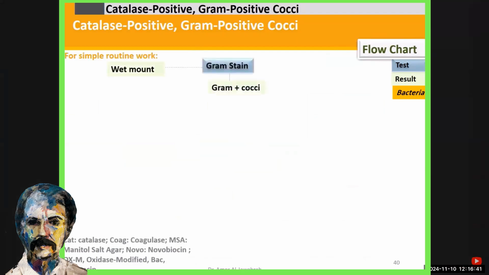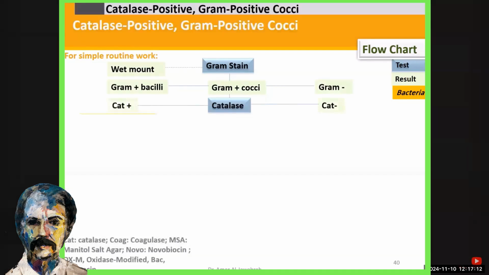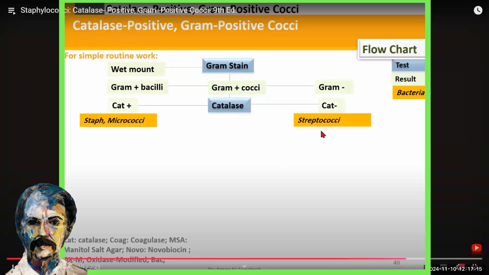Gram stain, look how simple it is. And this is the one I need you to have in your brain. Gram stain, wet mount, just to rule out yeast. Gram positive cocci, gram negative, gram positive bacilli. Leave it because each one of them has its own flow chart. Gram positive cocci, catalase. Then if it's negative, it's going to be strep; positive, staph and micrococci. See, staph and micrococci. Strep has its own battery of tests, a profile of tests. Leave it to the next chapter.